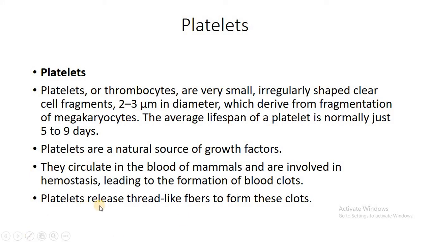Why does clotting occur? Platelets release thread-like fibers. They release fibrinogen, and that is why the clots are formed. So remember, platelets are responsible for blood clots.